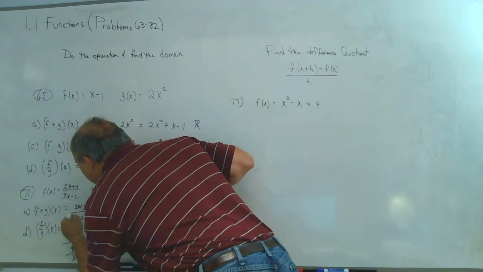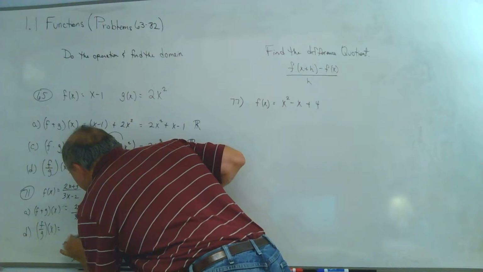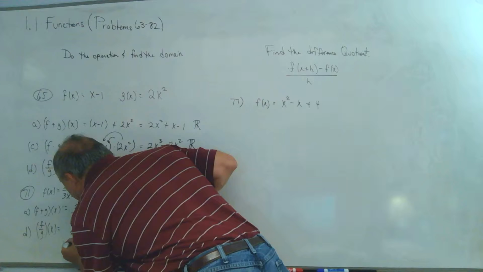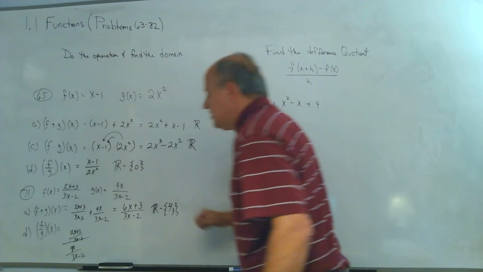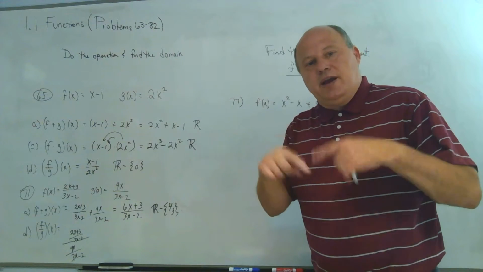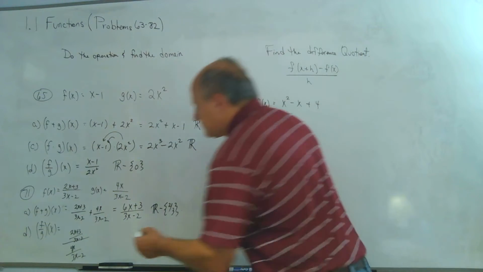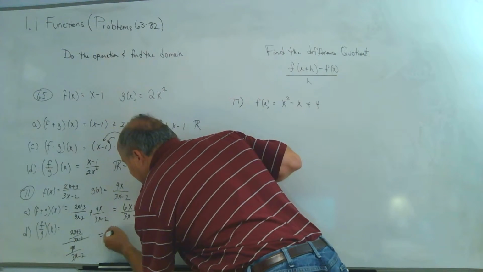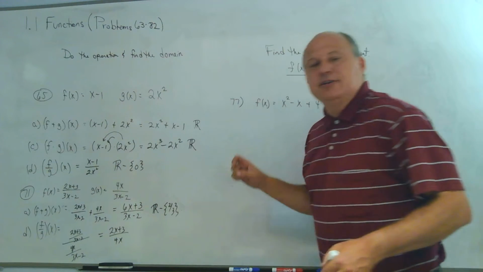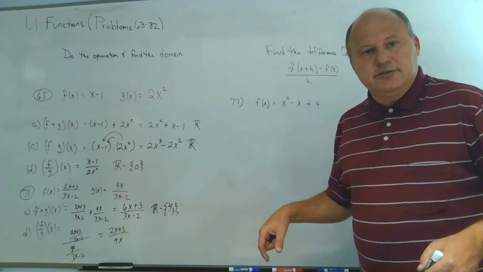And I think I've looked too far ahead again. So 2x plus 3 on top, 3x minus 2 is on the bottom of that fraction. So it's just the division of those two terms, where you invert and multiply, and so you get 2x plus 3 on top and 4x on the bottom, because the 3x minus 2's are going to cancel.